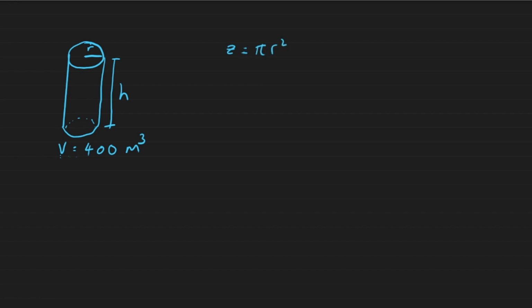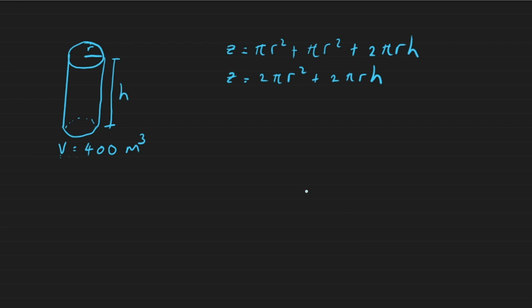So it's the area of the top plus the area of the bottom. And the surface area of the cylinder, we use the formula for a cylinder, and that's given by 2 pi rh. And if we just simplify this, we get 2 pi r squared plus 2 pi rh.